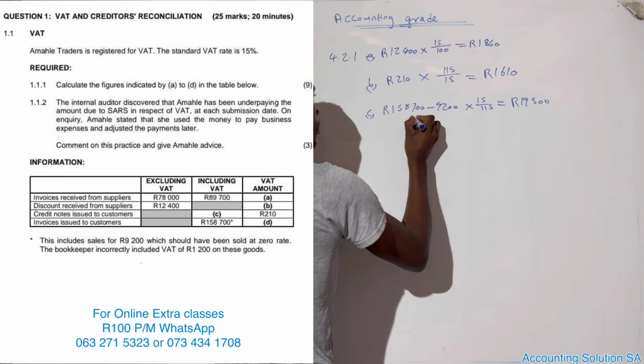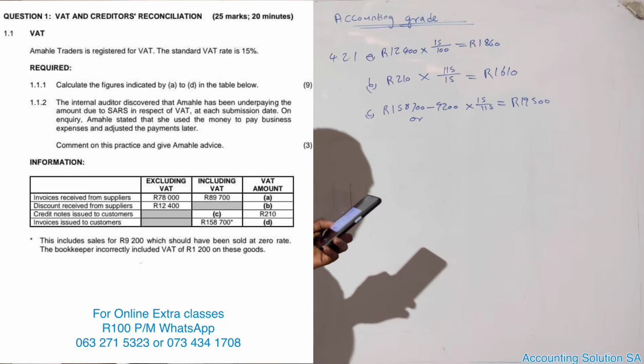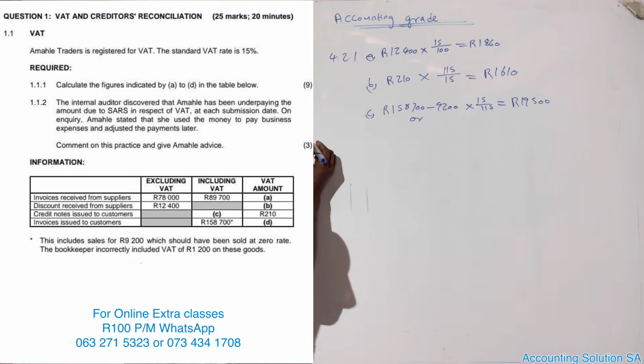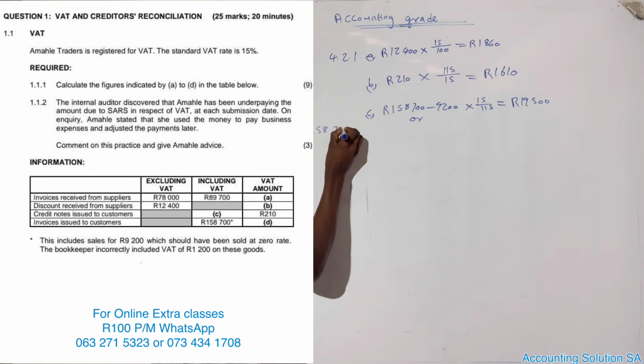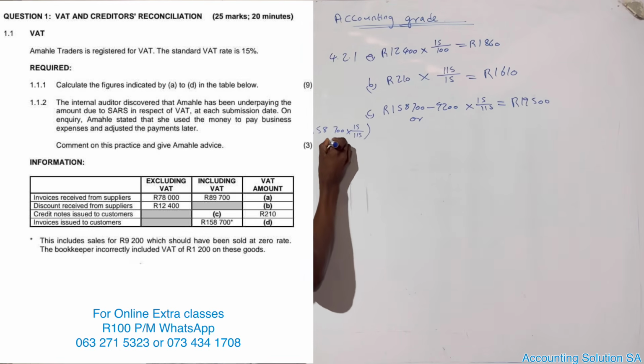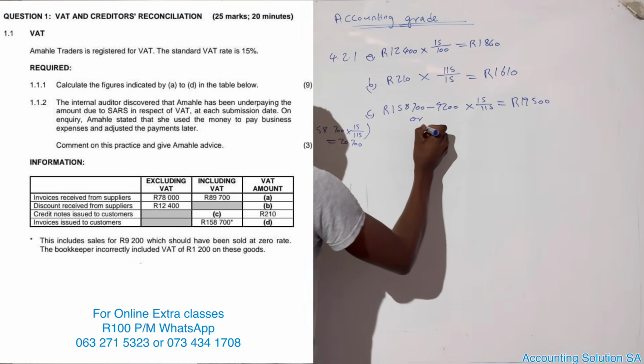Or this is the other method that you can use. You must first get 15% of 158,700. That is 158,700 multiplied by 15 over 115. This will give you 20,700, guys.